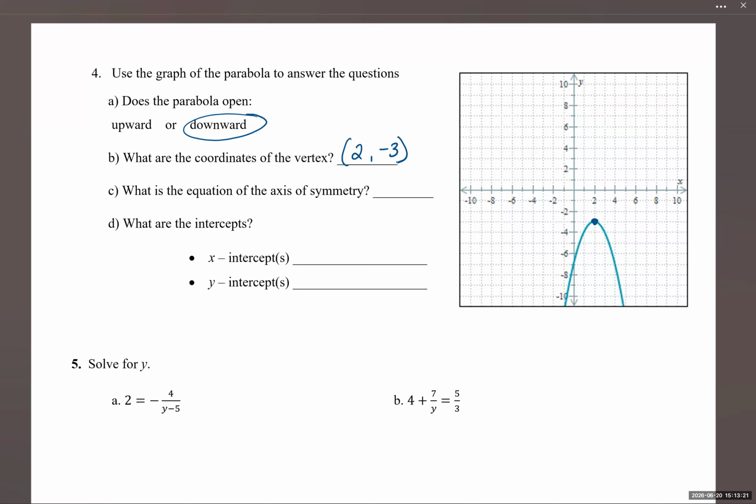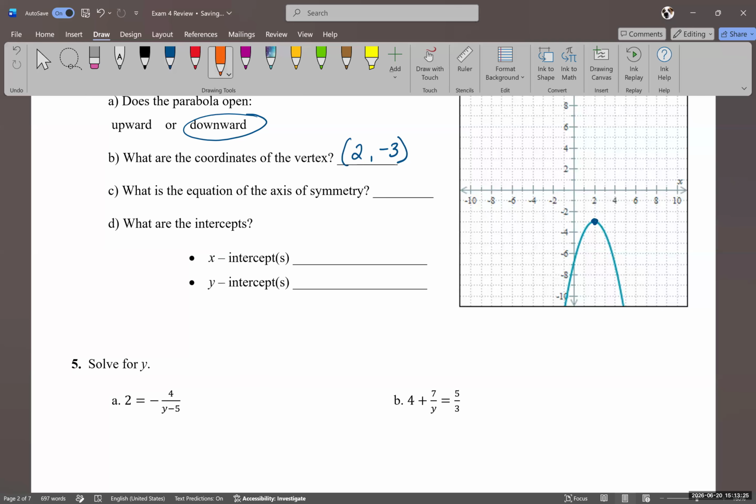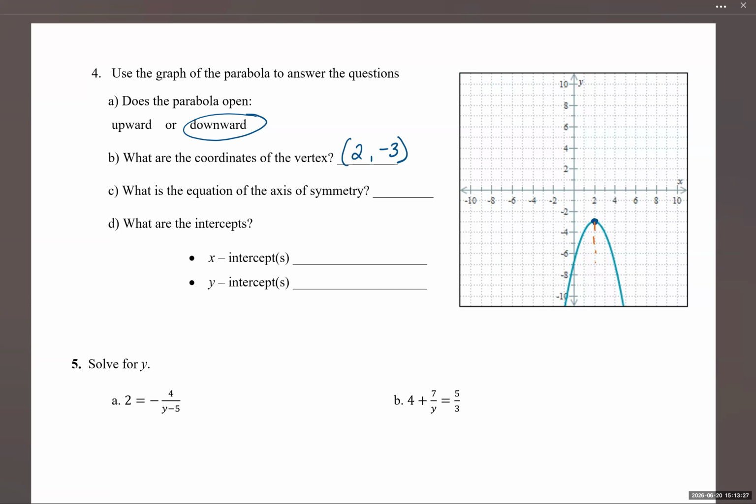What is the equation of the axis of symmetry? So the axis of symmetry always runs through the x-coordinate of the vertex. This is your axis of symmetry. Equation means we write x equals and then the first coordinate of the vertex.